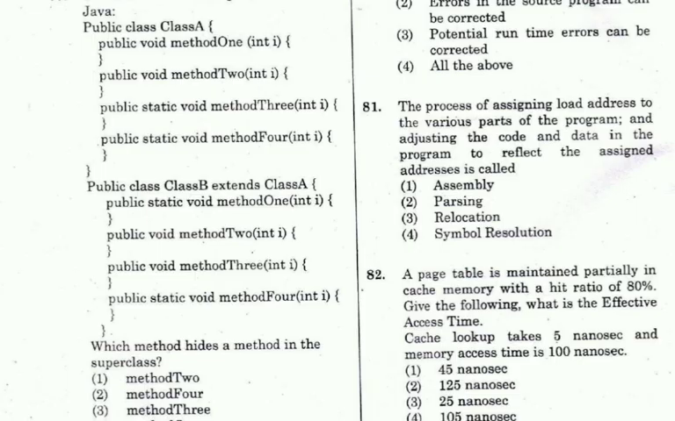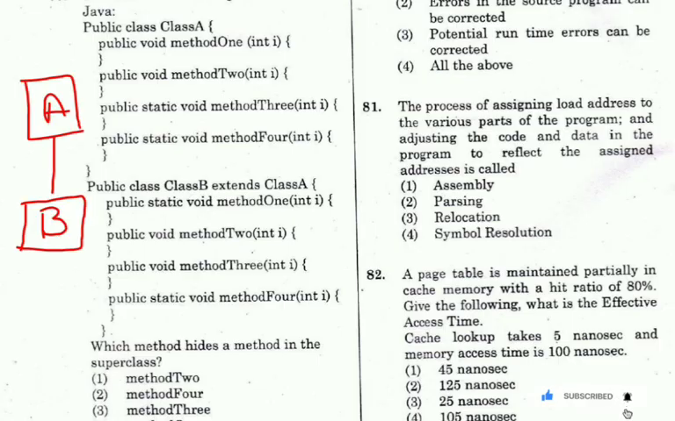Hiding happens when a static method in a subclass has the same signature as a static method in the superclass. Whereas overriding happens when a method in the subclass has the same signature as a non-static method in the superclass. So we have to find which method is hiding a method in the superclass. Here class B is a subclass and class A is a superclass. And hiding happens when a static method is in a subclass. So what is a static method in a subclass here?